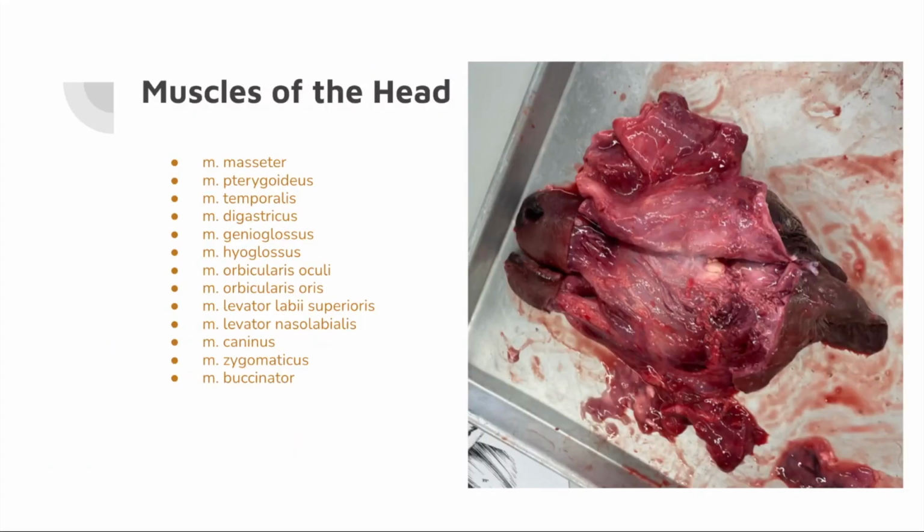Okay, so in this section, we're going to talk about the muscles of the head. Here's a summary of the muscles we're going to talk about. And here's an image of the head we dissected in lab. And you can see some of the muscles, but some of the muscles were also accidentally cut through.